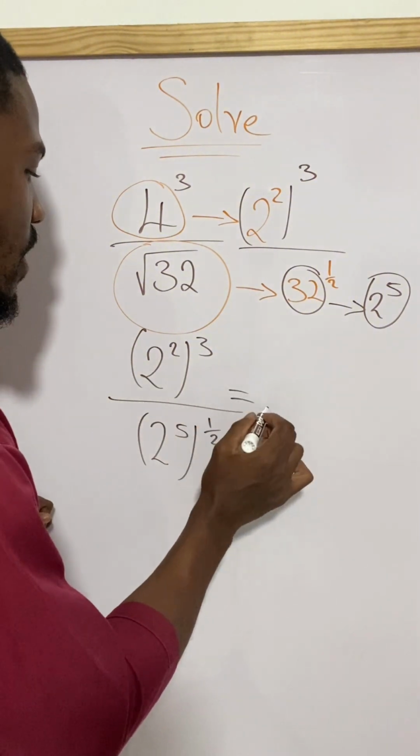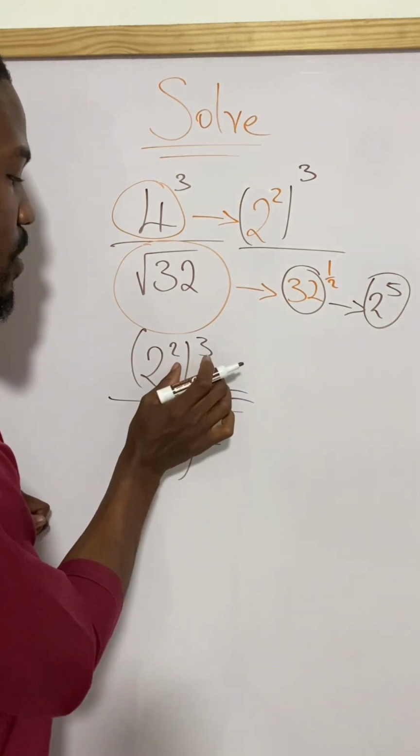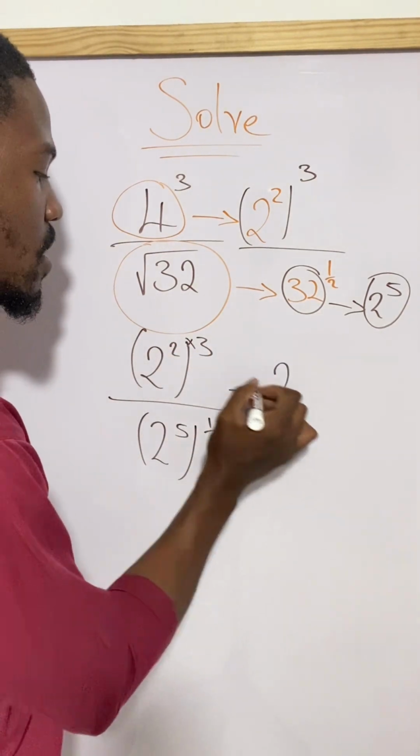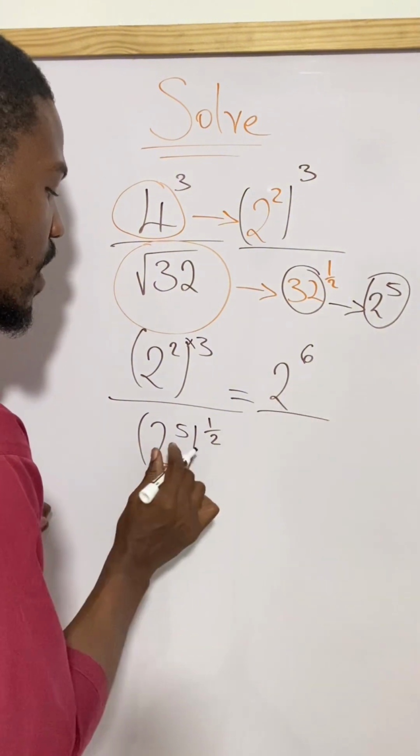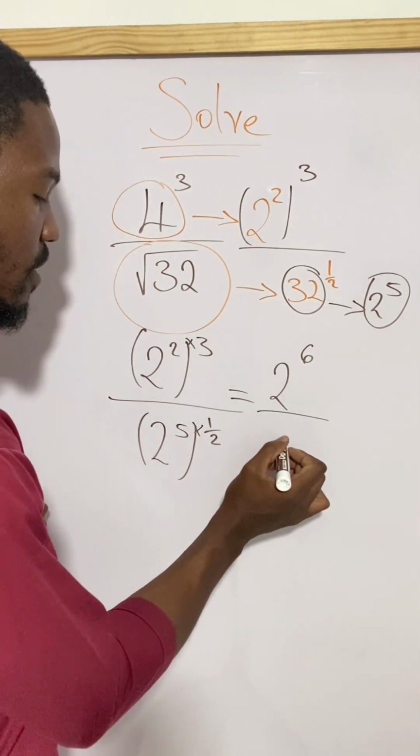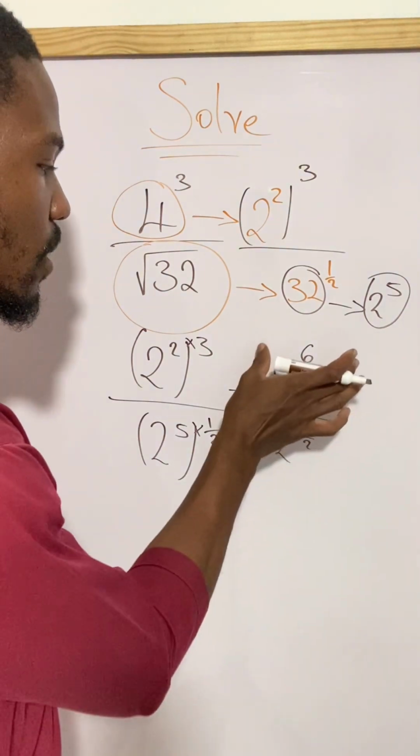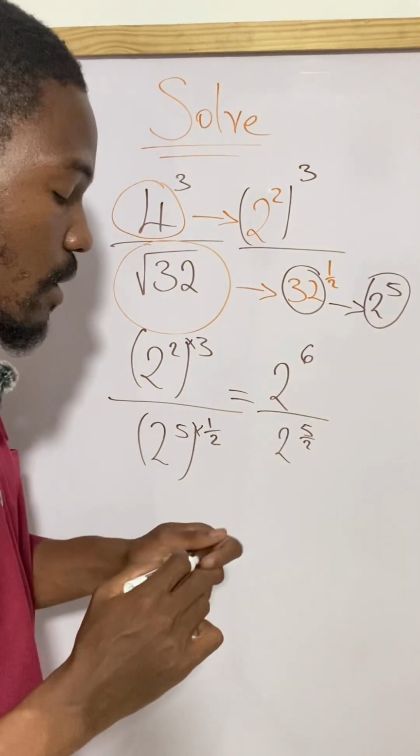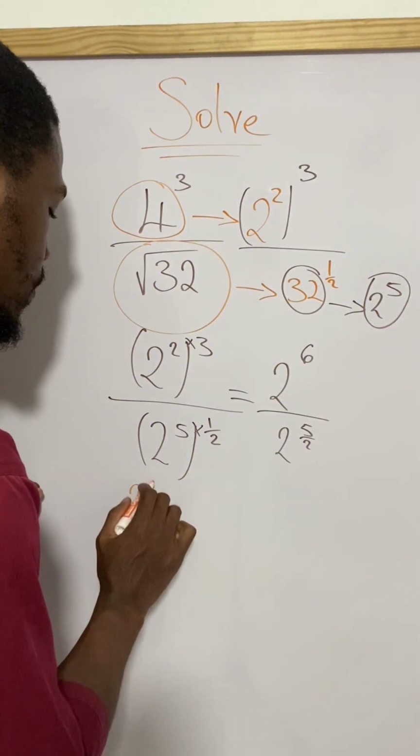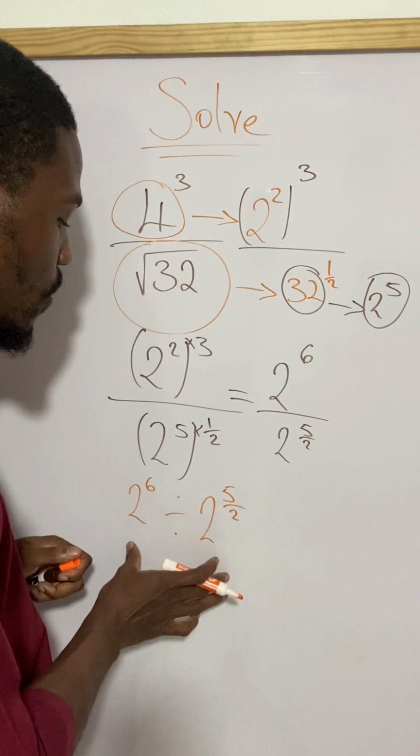Now we could simplify this further. When we have powers, one outside the bracket and one inside the bracket, we multiply the powers. So 2 times 3 is going to be 6. And it's the same thing here: 5 times a half gives me 5 over 2. So this can be written as 2 to the power of 6 divided by 2 to the power of 5 over 2. Here we actually have the same base.